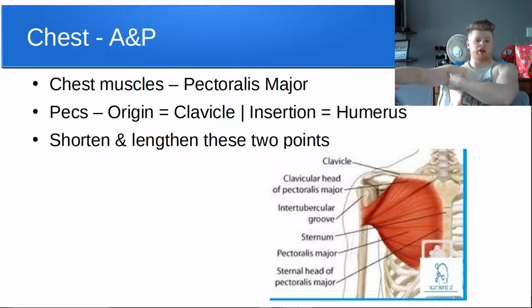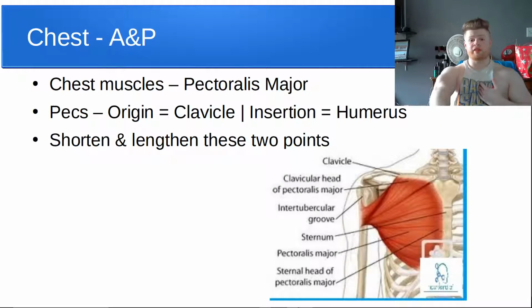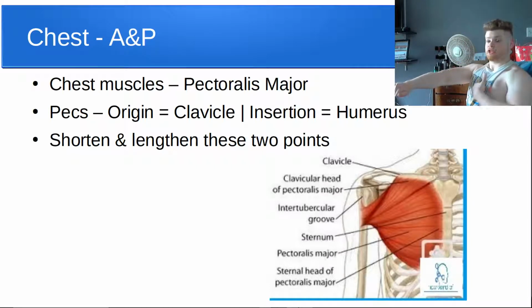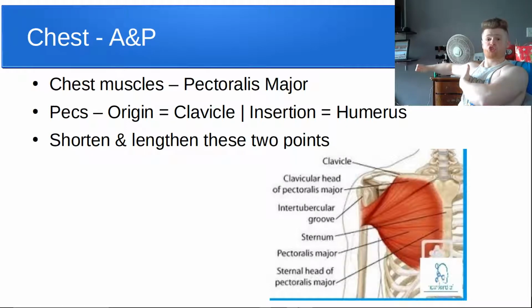Now, to shorten these 2 points, we need to bring them closer together. And as point A and point B become shortened and come closer to each other, you can feel the chest muscle, the pec, contract. Now, to lengthen them, we need to take these 2 points, point A and point B, and distance them further apart. And as these 2 points distance themselves further apart, you can feel the chest muscle stretch.